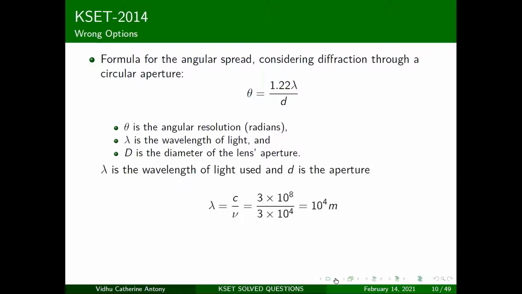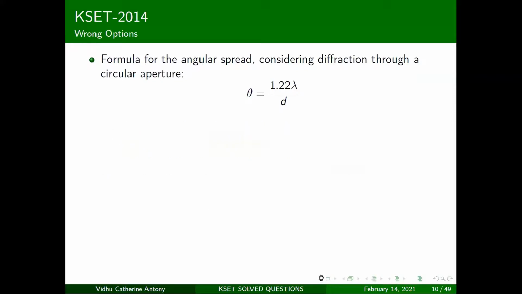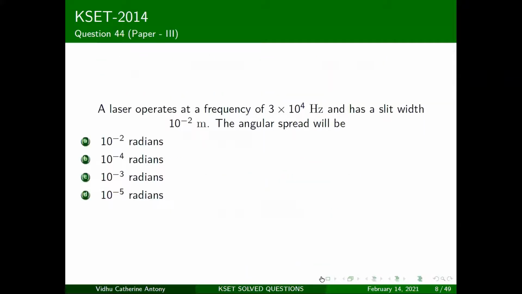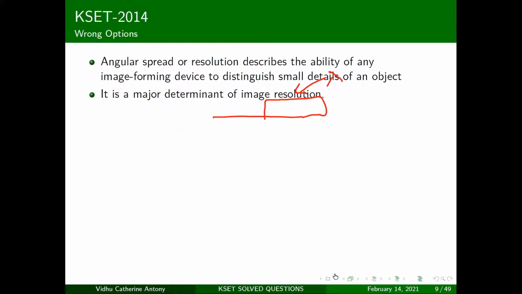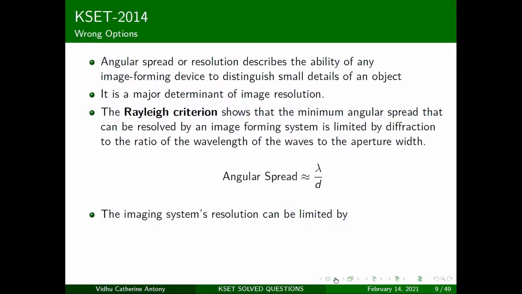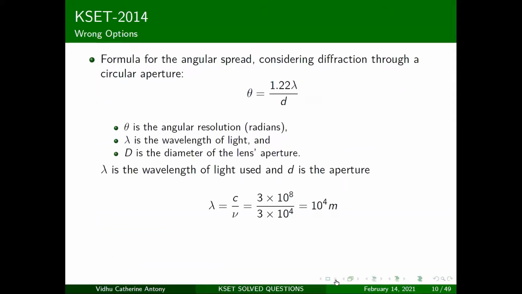Now what you need to do is calculate the wavelength of light, because what's given to you in the question is the frequency. So let's go back to the question just to recall. Yes, what's given to you in the question is the frequency, so you need to convert that into the wavelength so that you get lambda out. How do you do that? You take c, the speed of light, and divide it by the frequency, and you get 10 to the power of 4 meters.